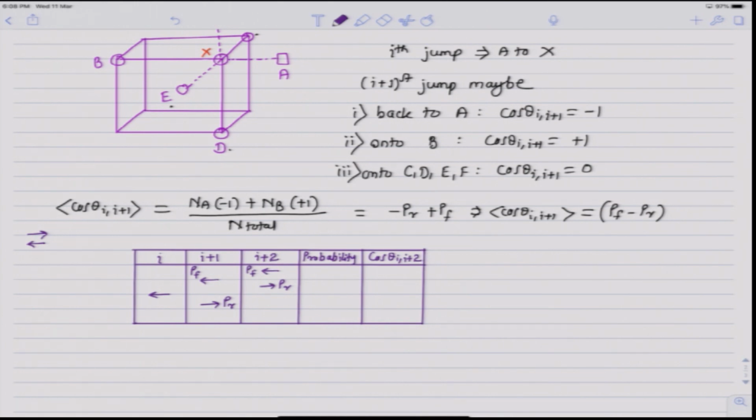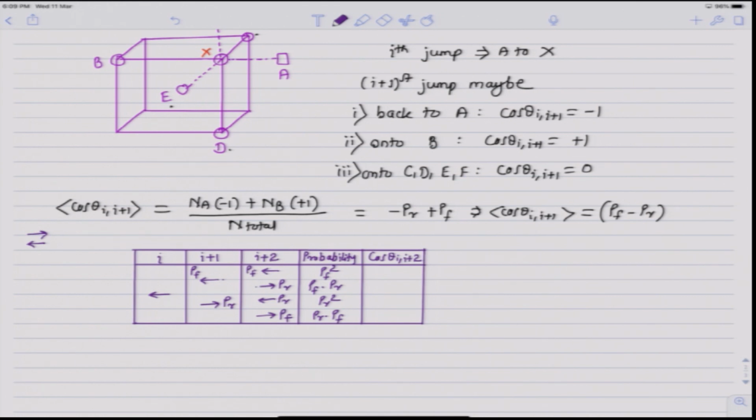For the other possibility of the i+1 jump, the i+2 jump, if it was from right to left, the probability would be P_R, because it is a reverse jump with respect to the previous jump, and if it is from left to right, the probability would be P_F. So, if we write the probabilities for the first sequence, it will be P_F times P_F, which is P_F squared. The second sequence would be P_F times P_R. The third sequence would be P_R squared. The fourth sequence would be P_R times P_F.